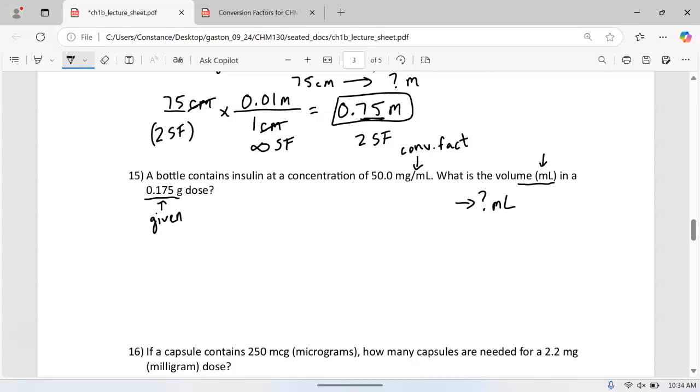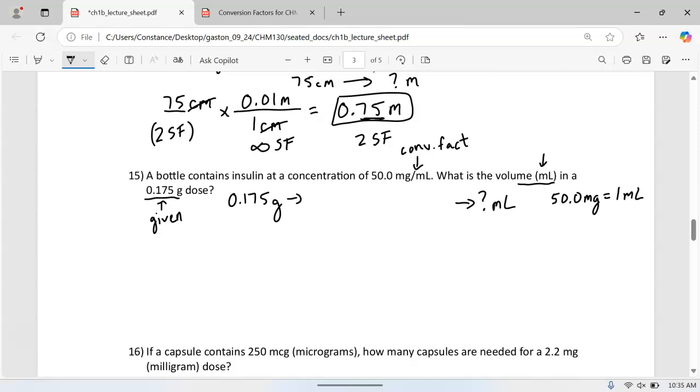Okay, so I'm going to start out with that 0.175 grams. I have a conversion factor. I'm going to write that off to the side here just so that I have it. And that is 50.0 milligrams. And then when that slash pops up, I'm going to put an equal sign, and then I'm going to write a 1 in front of the milliliters. That 1 is assumed. Okay, so I've got 50 milligrams in 1 milliliter.